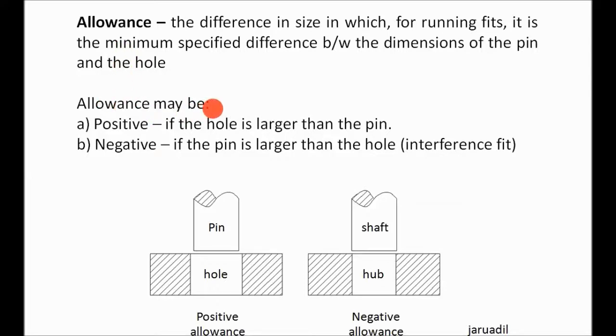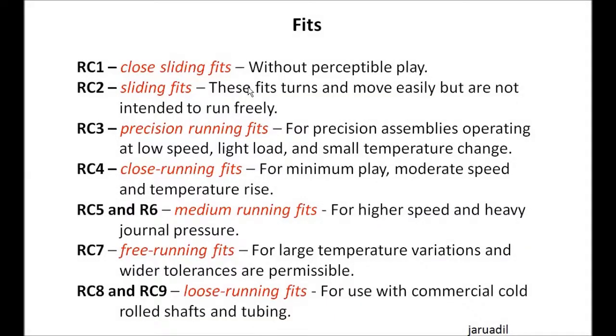Allowance may be positive if the hole is larger than the pin. So, halimbawa itong dalawa, positive allowance to. Kasi yung hole ay mas malaki kaysa sa pin. So, may allowance siya positive. Allowance may be negative if the pin is larger than the hole, or yung tinatawag nating interference fit. Yung pin or the shaft is larger than the hub or the hole. Pag pinasok mo yan dito yung shaft sa hub or sa hole, masikip yan, interference yan. Negative yung allowance niya. So when we study about fits, meron tayong iba-ibang klase ng fit.